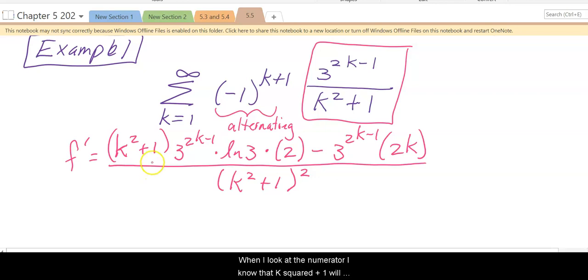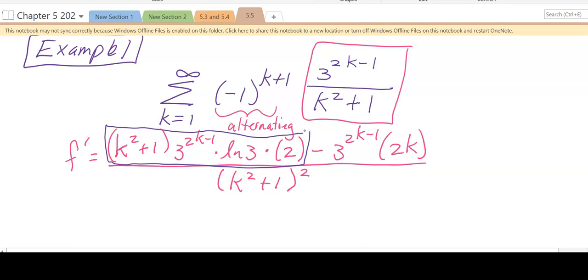When I look at the numerator, I know that k squared plus 1 will have to be strictly positive for k greater than or equal to 1. I also know that 3 raised to any power, even if it's negative, is also going to be positive, as is the natural log of 3 and 2. That means the entire first term in the numerator, the whole thing, must be, in fact, strictly positive. The question is, what about the second term?